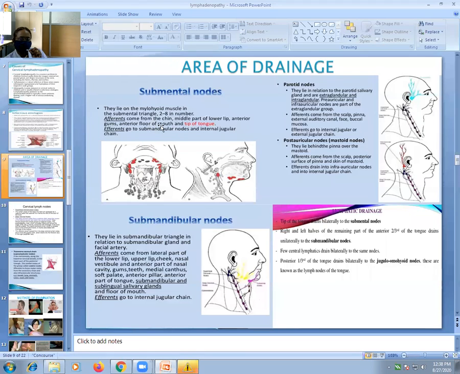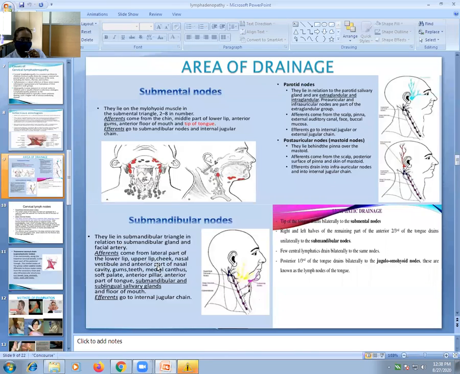Its area of drainage is the tip of tongue, middle part of lower lip, anterior gums, and anterior part of floor of mouth. So these are the areas of drainage for the submental group of lymph nodes. Then submandibular nodes lie in the submandibular triangle in relation to the submandibular gland and facial artery.